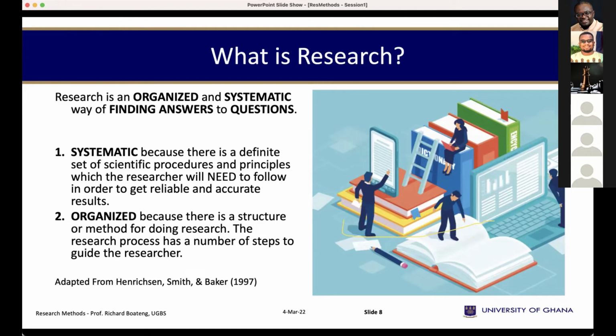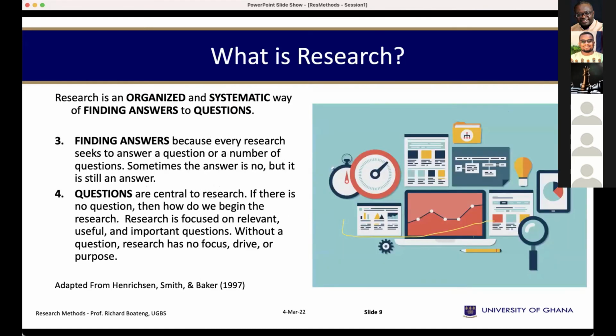So in most every research there will be an attempt to find an answer to a particular question. There will be a question and an answer being sought, or an objective and an answer being sought. Okay. Now we continue and say that the definition mentions that apart from the first two, organization, and then being systematic, all research is trying to find answers to questions. Sometimes the answers may be yes or no or maybe, but it's still an answer.